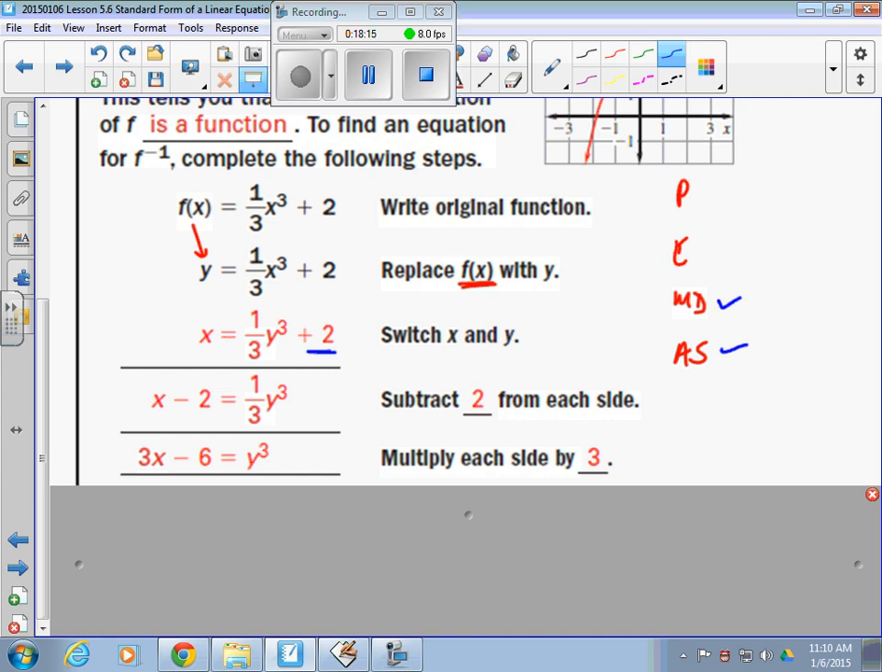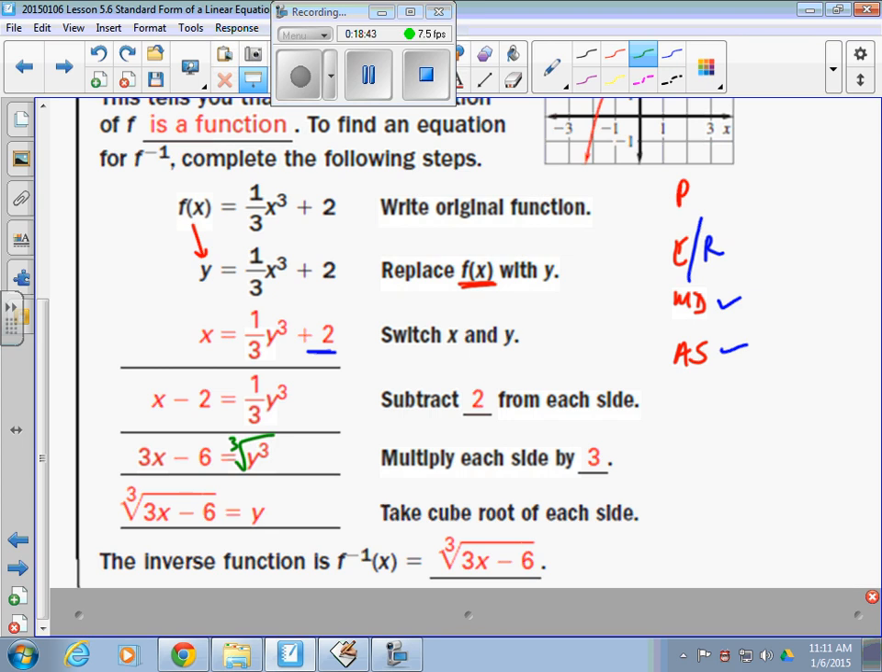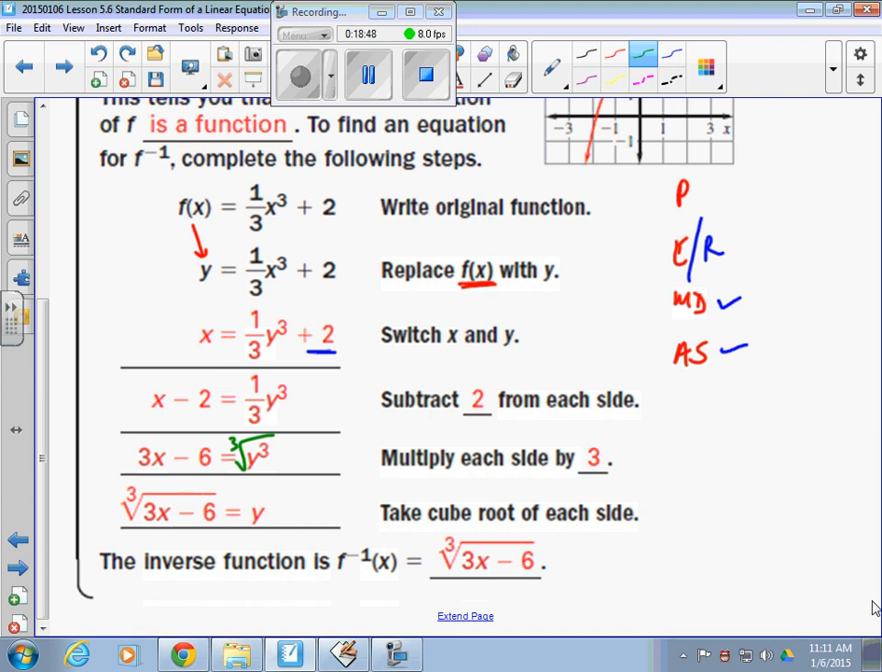So that's this step. Notice we left y to the third power for the last step, because that goes with exponents and radicals. An exponent is not just squaring something, but it's all of the numbers that are raised to a little number up top, the superscript. So then undo this by taking the cube root of y to the third. When you do that, you have the cube root of 3x minus 6 is what's the inverse function. So just work through the order of operations backwards.